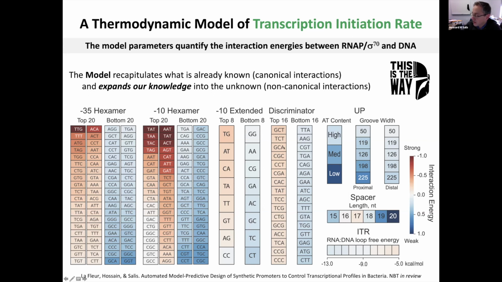And we did the same with the discriminator, with the up element, the spacer sequence and its length, and the ITR thermodynamic stability. So for each of the features that we included in the machine learning model, we're able to figure out how they contributed to the binding free energy, and we get predictions out of it. So we learn as we predict.